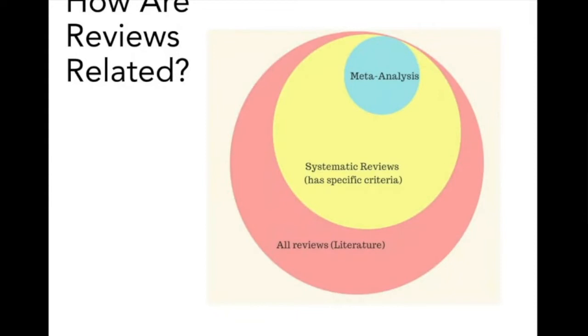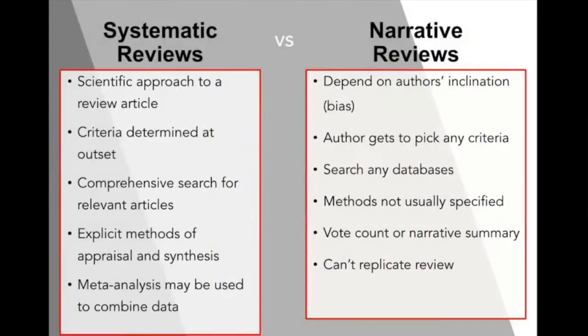Okay, how are reviews related? So all reviews are literature reviews. Basically, it is in the form of traditional or narrative literature. But when it comes to a specific topic, it is called a systematic review because it has specific criteria. It has its own question. Okay, and meta-analysis is actually part of this systematic review. It covers more strongly the data or findings from the selected articles. And how are systematic and narrative reviews different from each other?